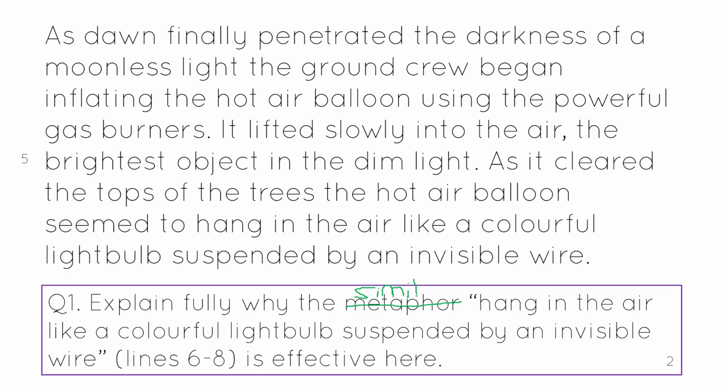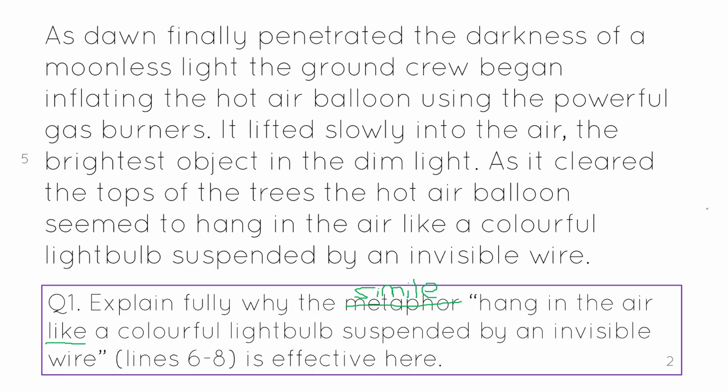Now, I'm trying to write with a mouse here so you can gather it's not very clear. Hang in the air, because it's got that word like there. Okay, explain fully why the simile hang in the air like a colourful light bulb suspended by an invisible wire is effective here. So let's look at the passage. As dawn finally penetrated the darkness of a moonless night, the ground crew began inflating the hot air balloon using the powerful gas burners. It lifted slowly into the air, the brightest object in the dim light.